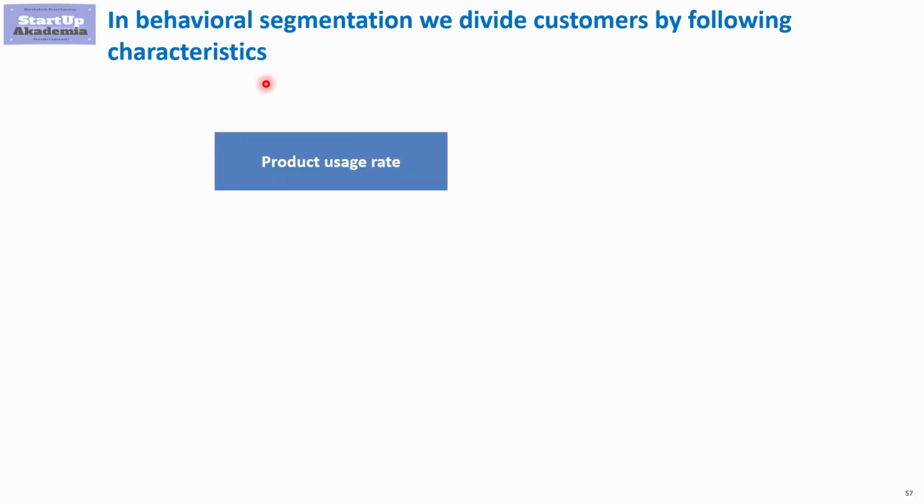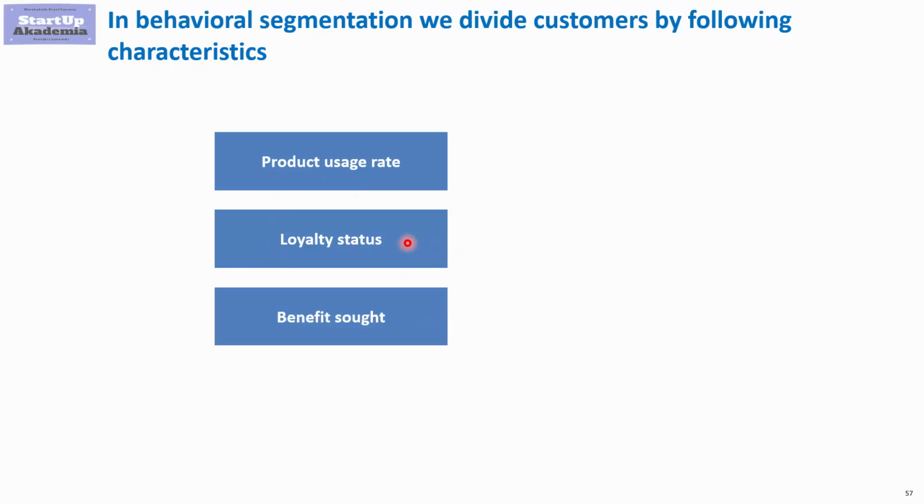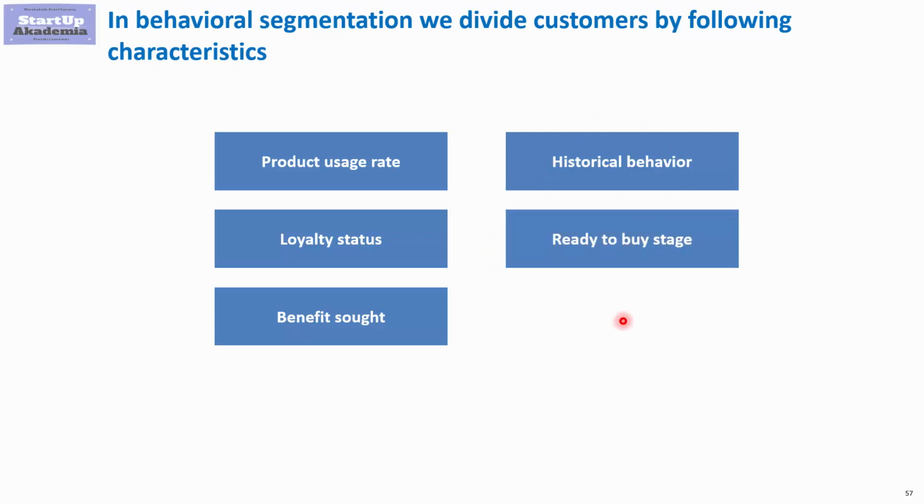So it might be through the product usage rate, so how often he uses your product and to what extent. It can be described by loyalty status, benefit sought. So in the case of the benefit sought, it might be quality, it might be price, it might be convenience. It may be based on your historical behavior, if obviously we have data on that. And a great example of that you can find in streaming platforms like Netflix or platforms that do digital distribution of software. We can also divide customers by the ready-to-buy stage.